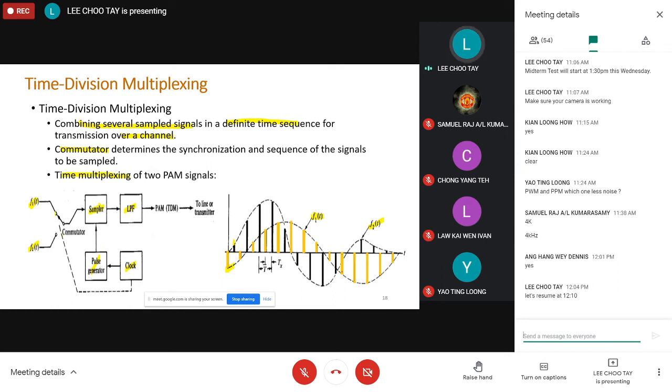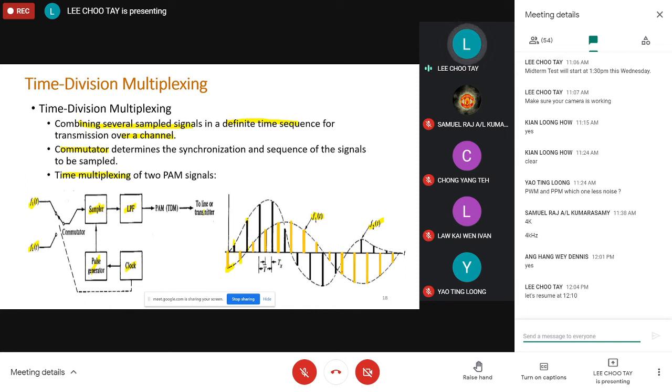Then the commutator is switched back to signal number 1. Signal number 1, the amplitude is here. So therefore, a pulse is generated with this amplitude. Then the commutator switches back to signal number 2, the amplitude is here. So therefore, the pulse height for signal number 2 is this. So that will give us a combination of pulses that come from signal number 1 and signal number 2.